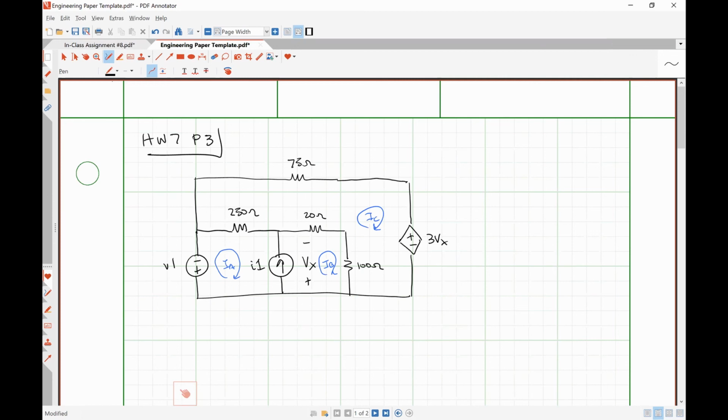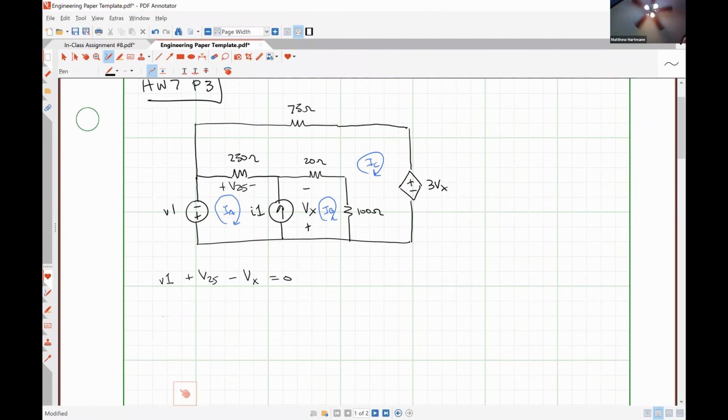You could. So if we start in the bottom left-hand corner, and I'm going to call this guy V25 with this polarity, we would have V1 plus V25 minus Vx is equal to 0. And that means that V1, which is given to you, plus 25 ohms times (IA minus IC) is equal to Vx. Yeah, okay. That's all I needed.